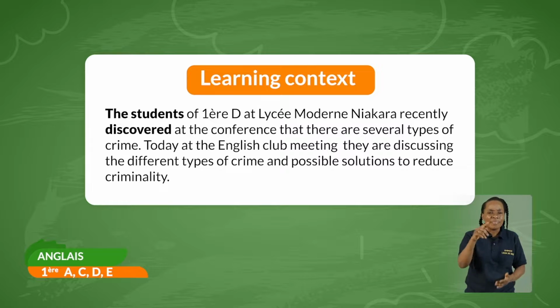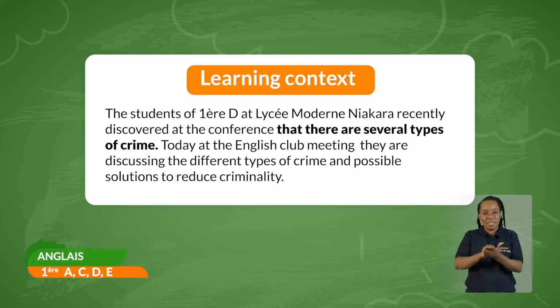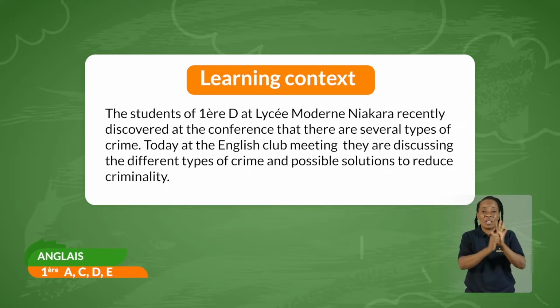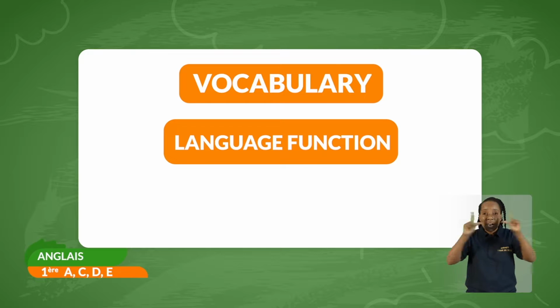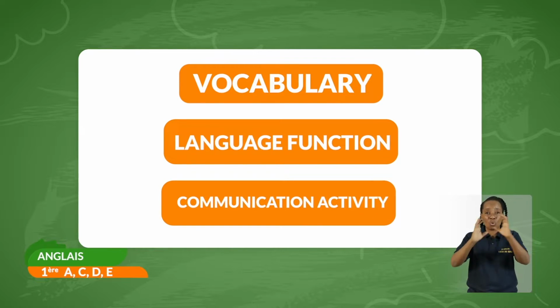The students discovered that there are several types of crime. So they want to know more about these types of crime, and this is what we're going to see today. First of all, we'll have a vocabulary input. I will show you some words related to crime. Then the second part will be dedicated to a language function before we finish with the communication activity.